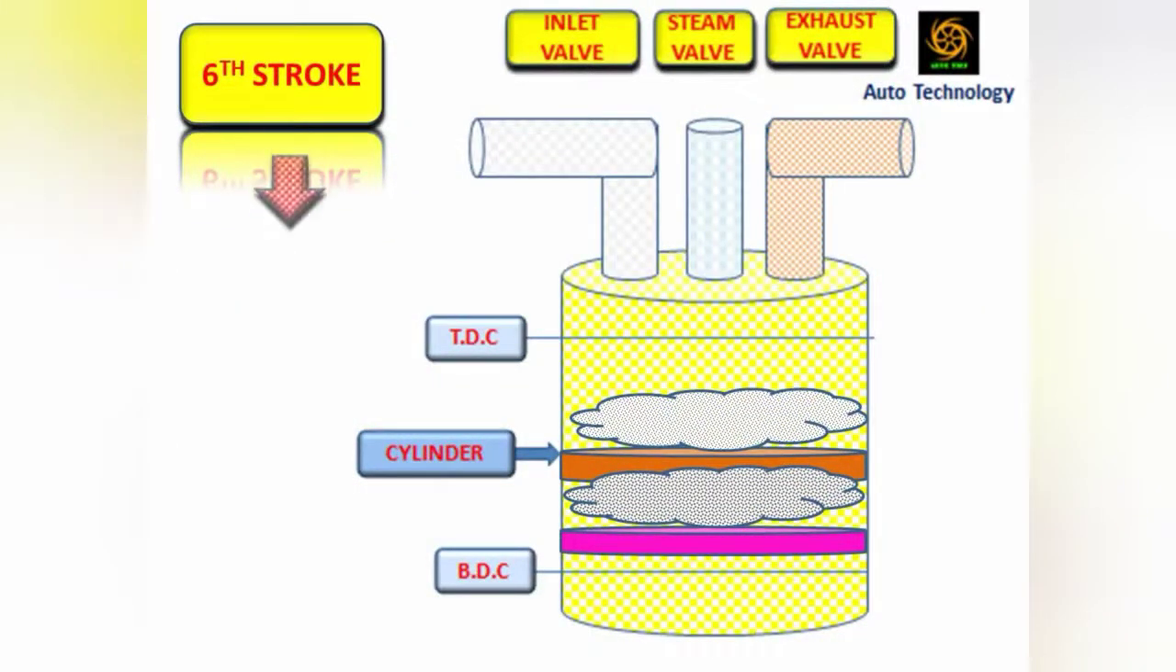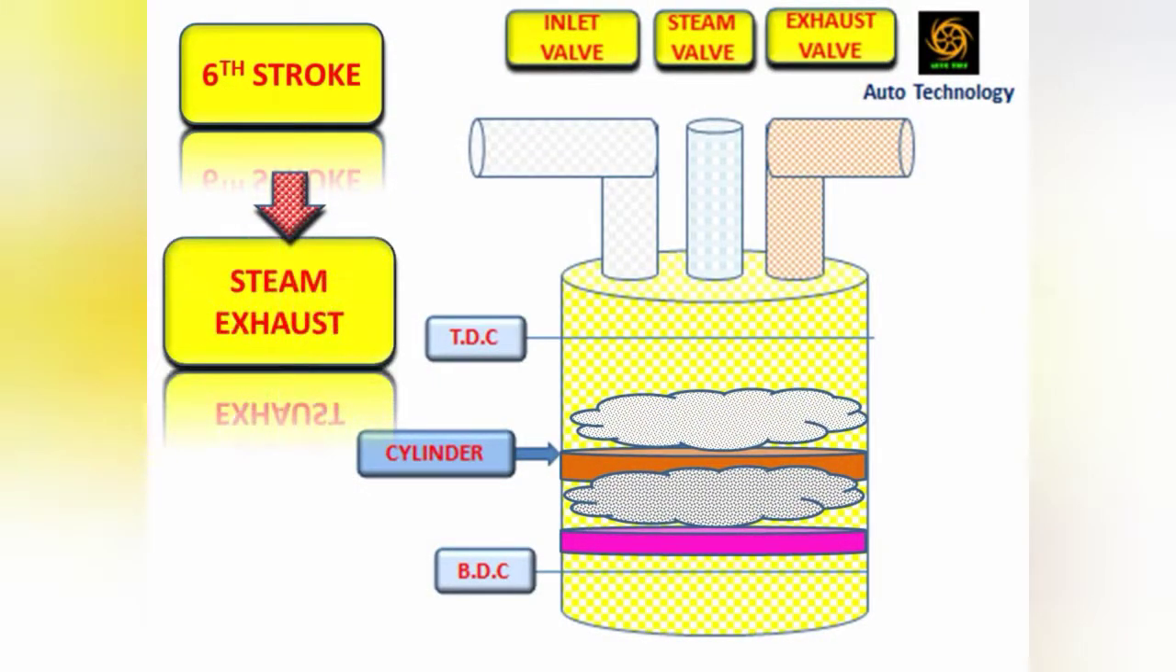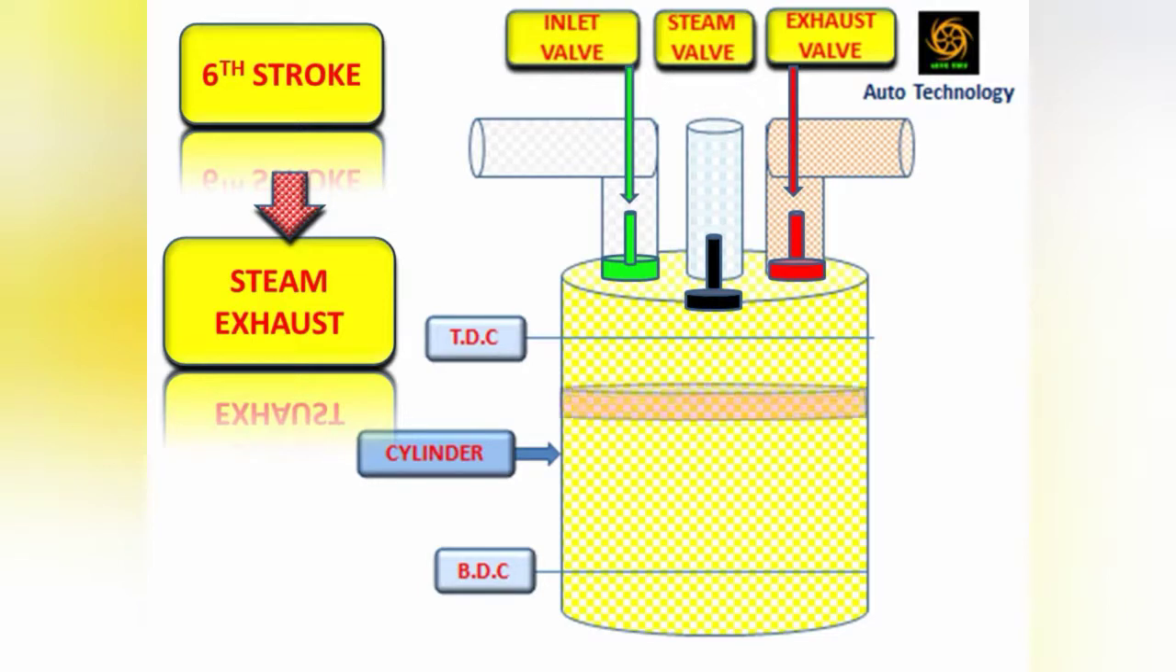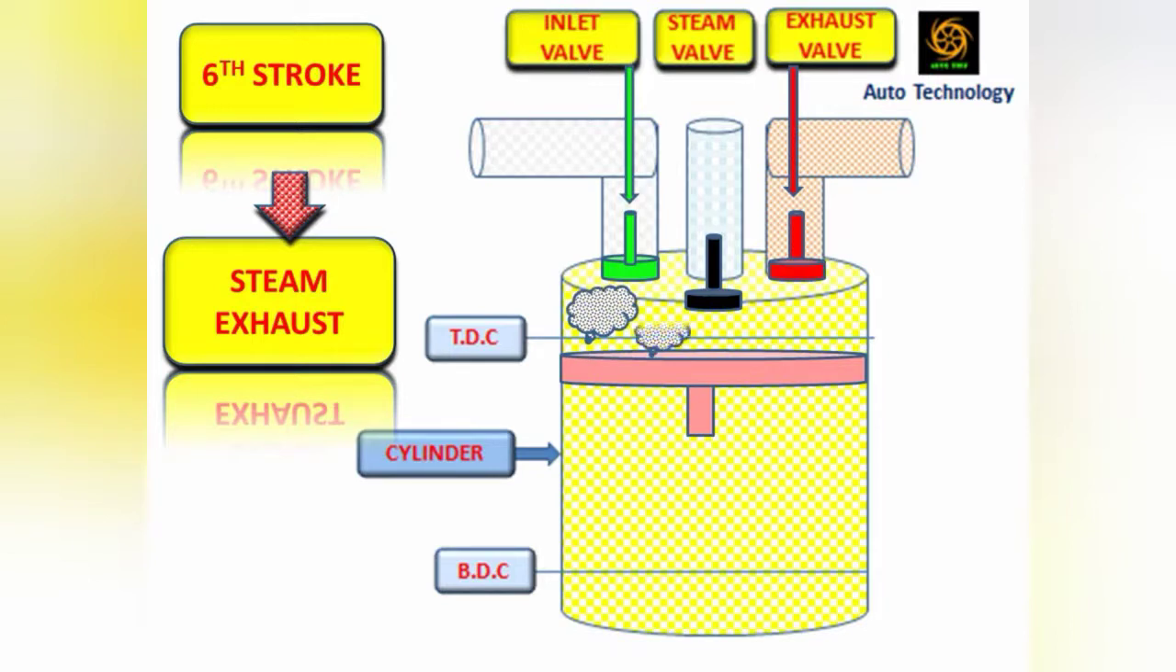The sixth stroke of the 6-stroke engine is steam exhaust. In this stroke, the inlet valve is closed and the exhaust valve is also in closed position, but the steam valve is in open position. The piston moves upward from BDC to TDC. The vaporized water escapes from the cylinder through the steam valve. This stroke cleans the inside of the cylinder with vaporized water. This exhaust stroke helps reduce pollutants and also provides better scavenging and a cooling effect. Due to the additional power stroke, the efficiency of the 6-stroke engine is more than a conventional 4-stroke engine.